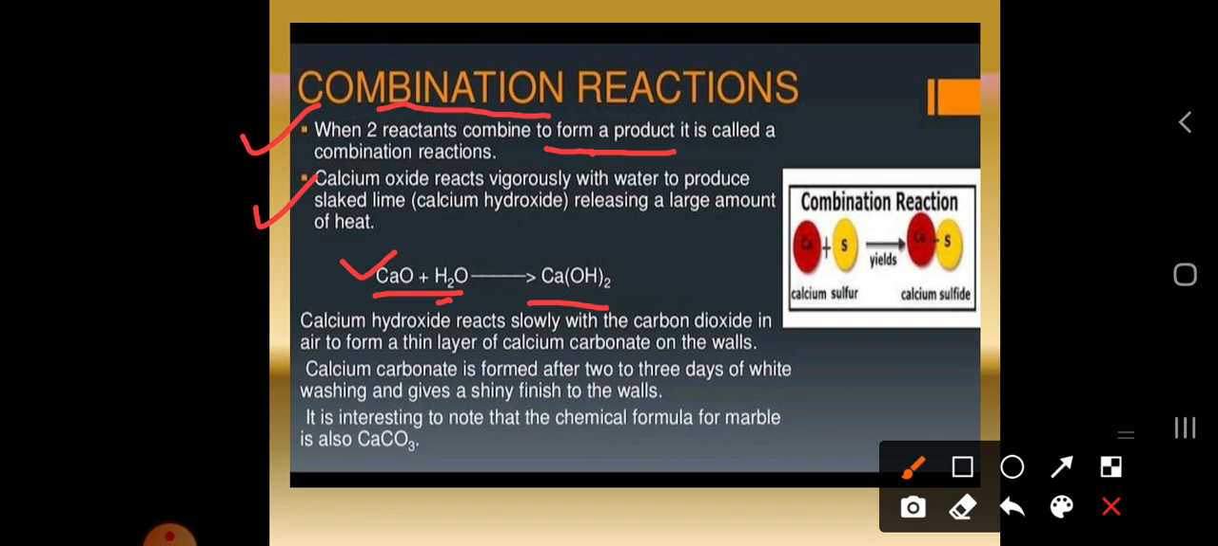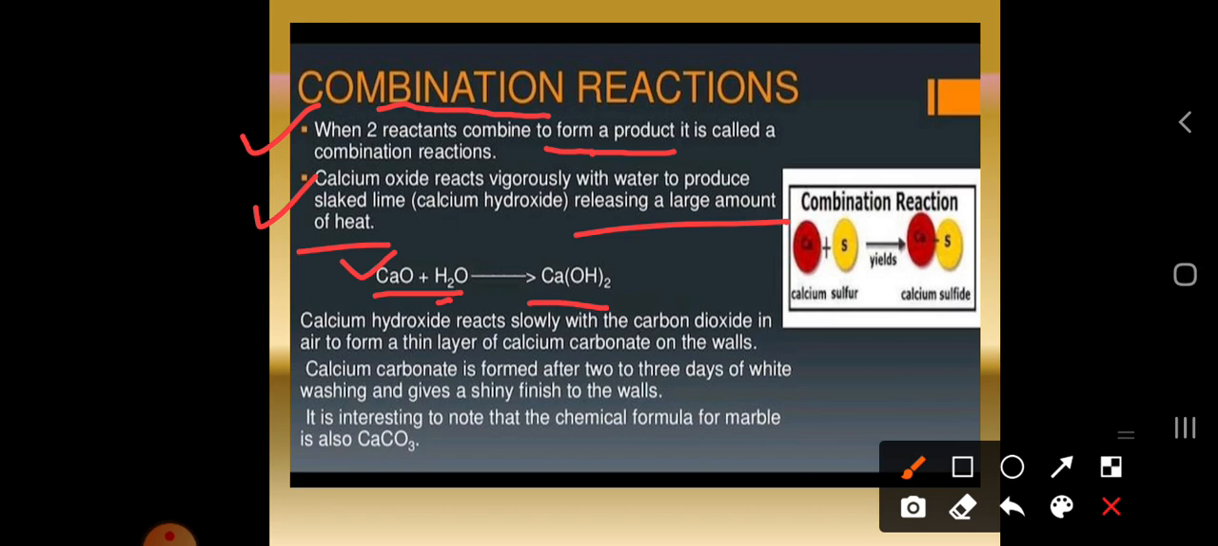What is the formula of calcium hydroxide? It is Ca(OH)2. This is the formula of calcium hydroxide, releasing a large amount of heat. So dear students, this is a simple combination reaction. What happens here? You have to react two reactants, the calcium oxide plus water, which combine together, and it forms the product calcium hydroxide, which is also known as slaked lime.